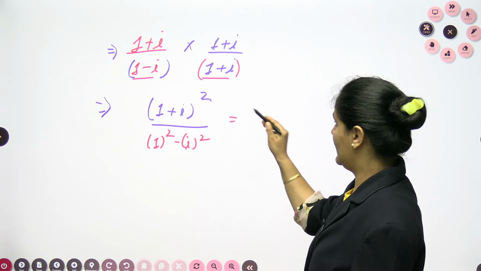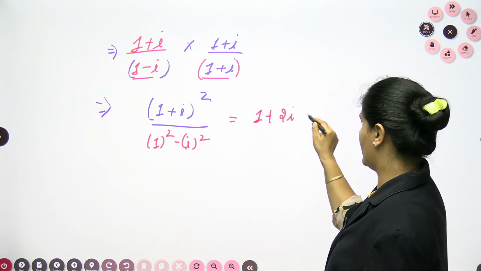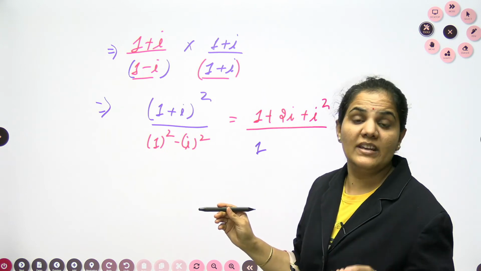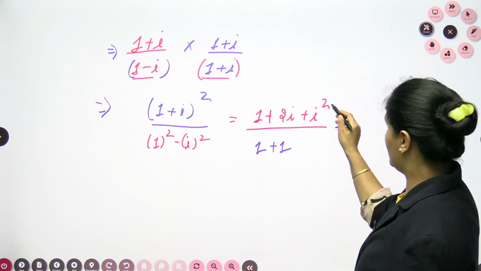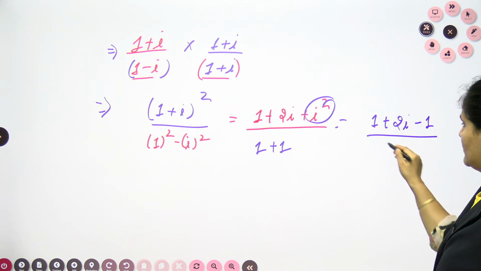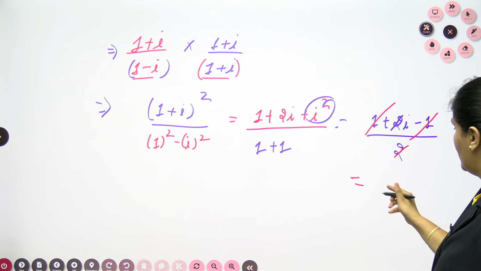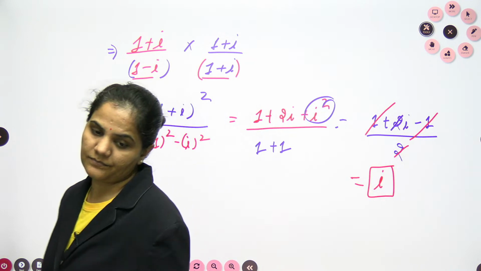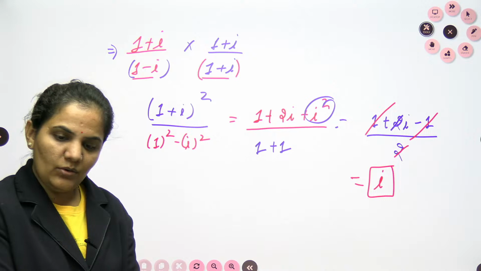So let's open the numerator also: 1 plus 2 iota plus iota square. In the denominator, 1 square is 1 only, iota square is minus 1, and we already have a minus, so minus minus plus 1. Here also iota square is minus 1, so the numerator will be 1 plus 2 iota minus 1, over 2. The 1 and minus 1 will be gone, even 2 and 2 will be gone. So I can write down, actually my function is iota only.